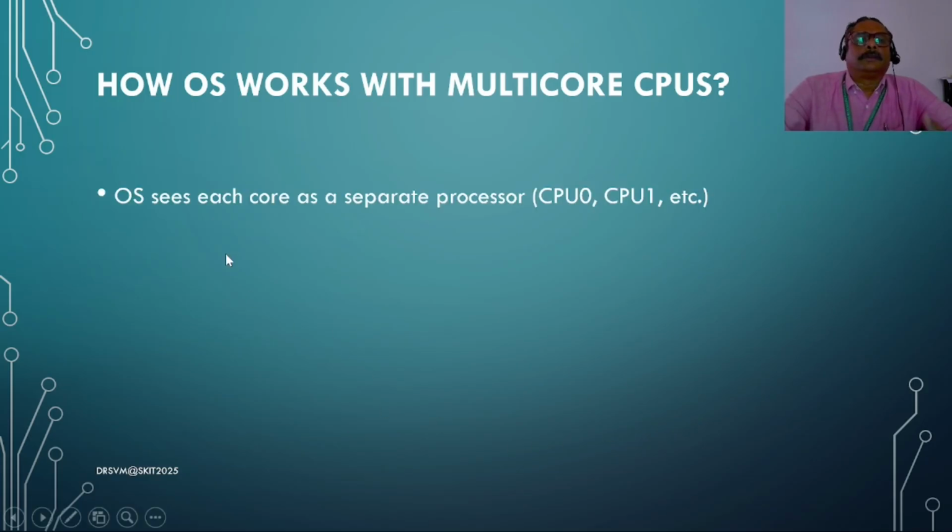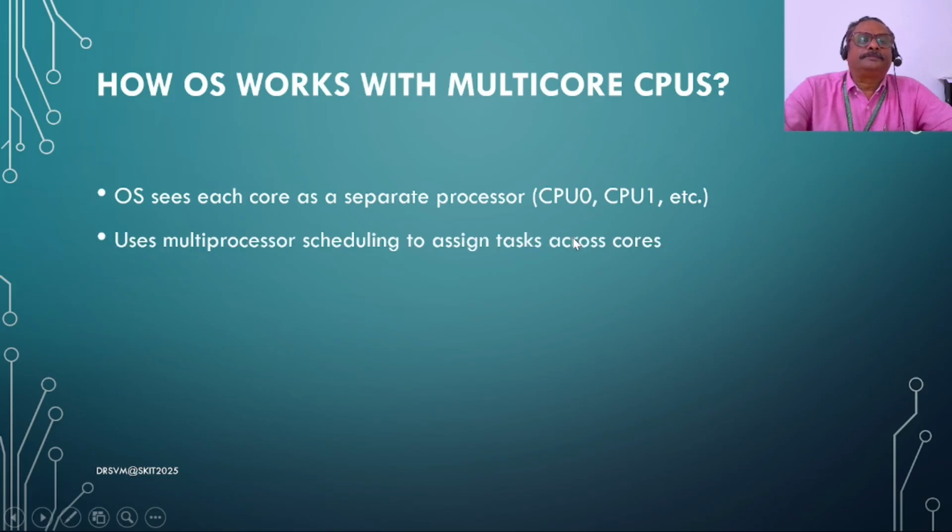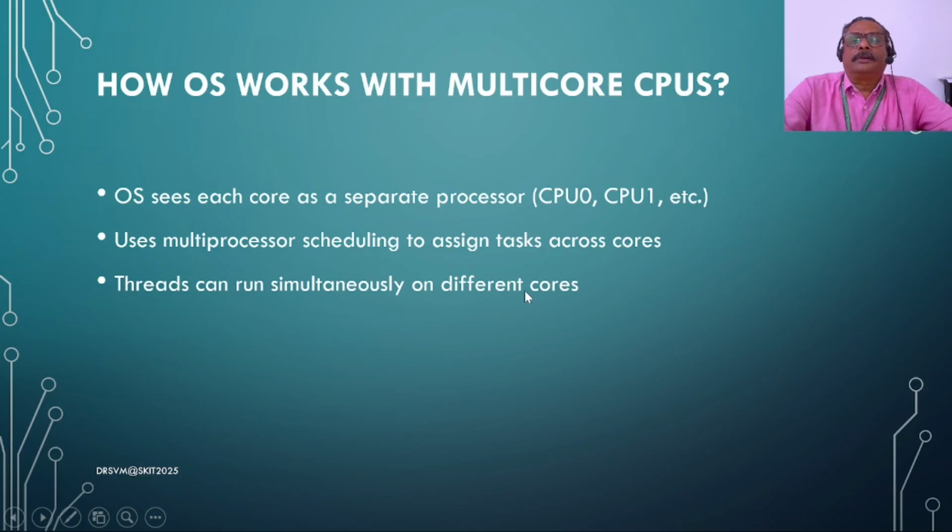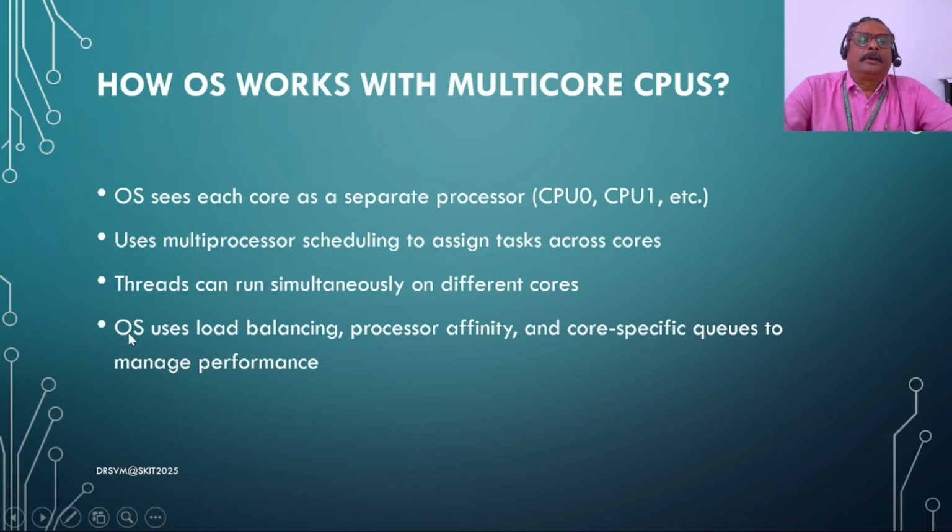Now, how does the operating system work with multi-core CPUs? Here the operating system sees each core as a separate processor, like CPU 0, CPU 1 and so on. Then it uses multiprocessor scheduling to assign tasks across the cores. Threads can run simultaneously on different cores. The operating system uses load balancing, process affinity and core-specific queues to manage the performance.